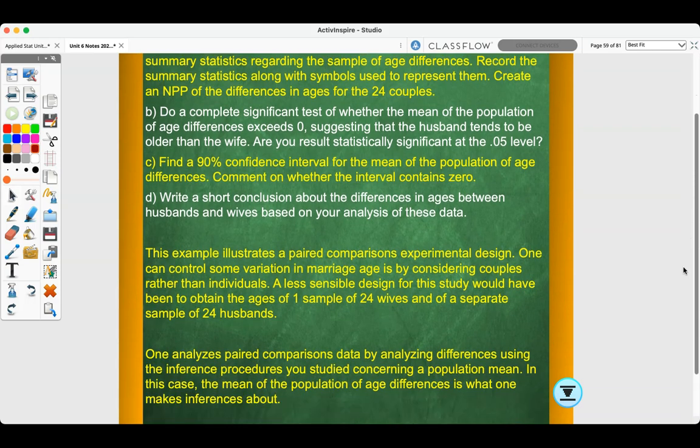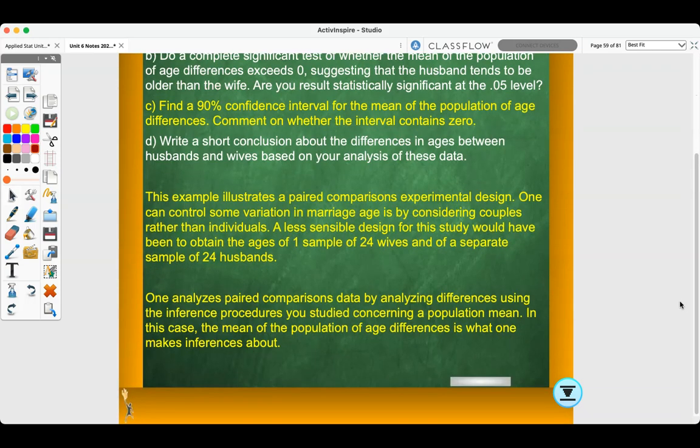This example will illustrate a paired comparisons experimental design. One can control some variation in marriage age by considering couples rather than individuals. A less sensible design for this study would have been to obtain the ages of one sample of 24 wives and of a separate sample of 24 husbands. One analyzes paired comparisons data by analyzing differences using the inference procedures you've studied concerning a population mean. In this case, the mean of the population of age differences is what one makes inferences about.